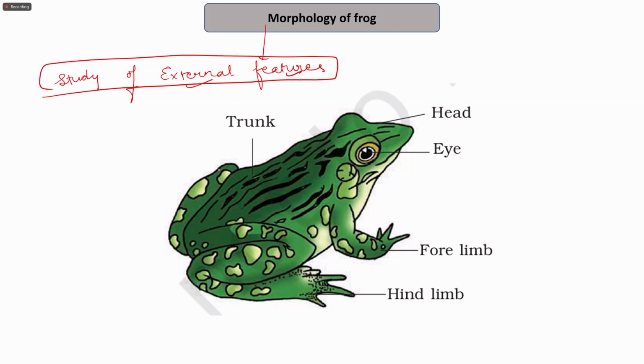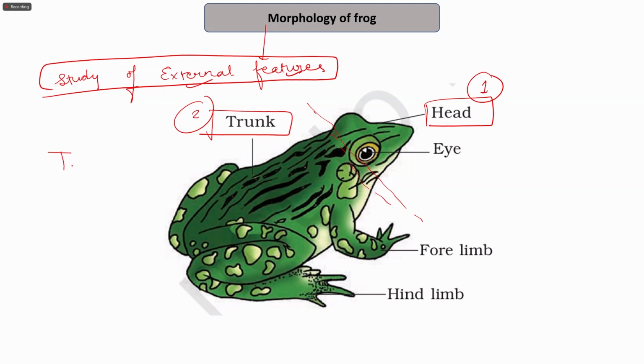So, if we look at the frog, the complete body of the frog is divided into two major parts. The first is the head, the second is the trunk. So it is divided mainly into two parts, head region and trunk region, and the tail is absent. If I talk about the cockroach, if you remember, in cockroach the body is divided into three parts: head, thorax, and abdomen. In frog, there is no such division. The body is divided into two parts, head and trunk. So the tail is absent.